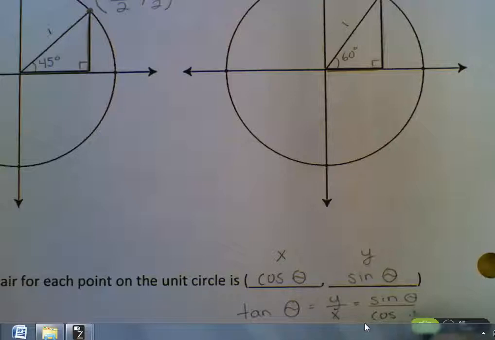so y over x, which is the same thing as sine theta over cosine theta. Alright, I'm going to help you fill out the first quadrant for your unit circle, talk about some of the patterns, and then let you try filling in the rest on your own, and I'll put up a finished unit circle for you to check your work with.